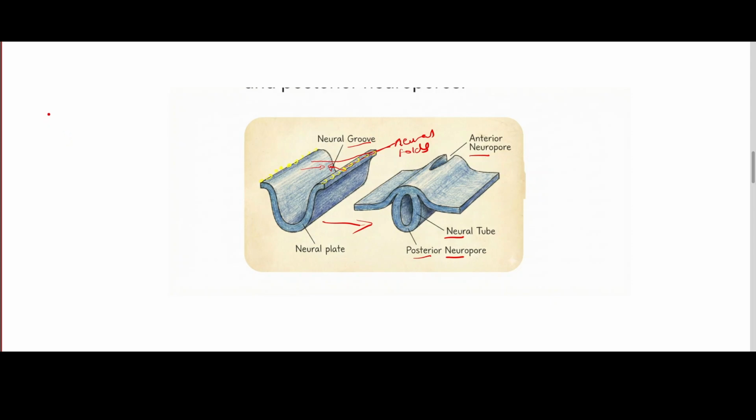Like we have the sensory and autonomic ganglia. So let's write them down. We have the sensory and autonomic ganglia.